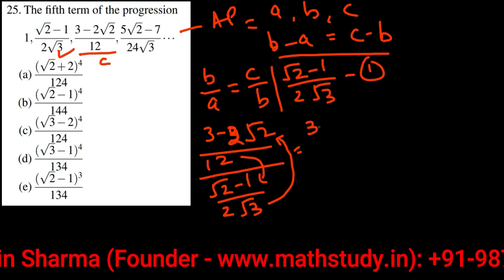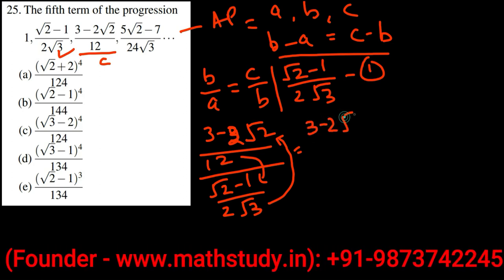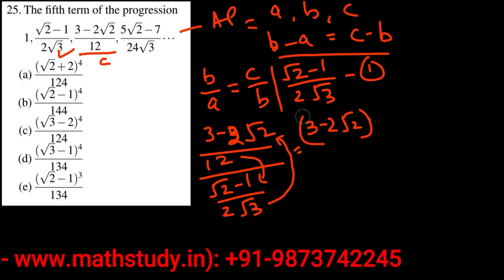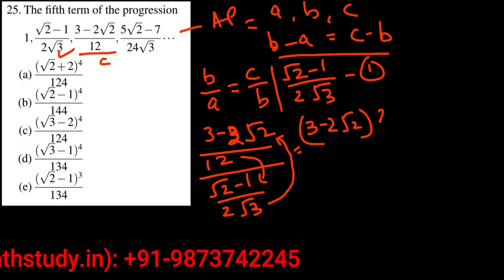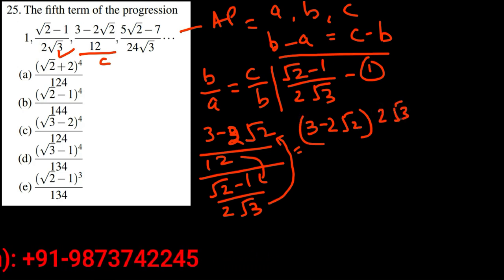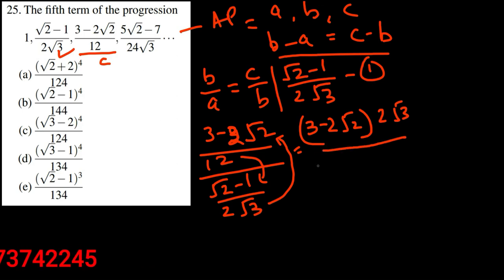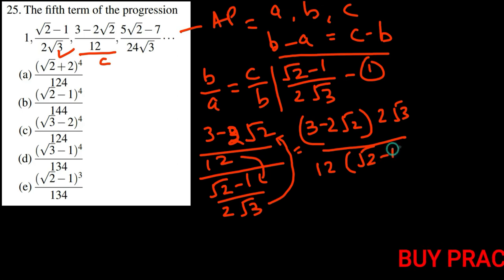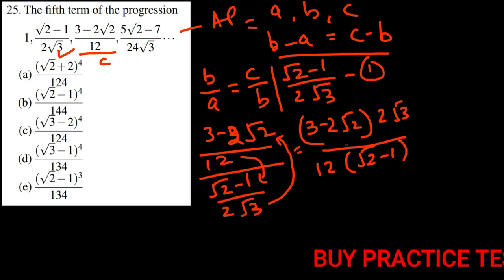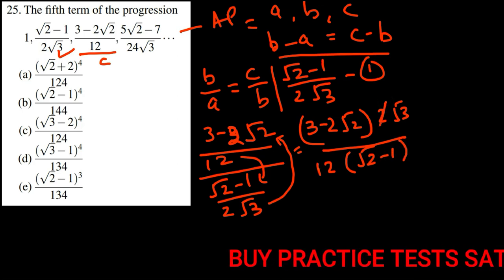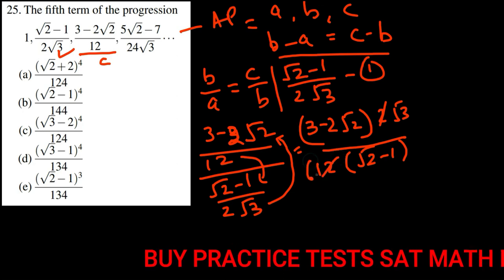Our term will become 3 minus 2 root 2 into 2 root 3 upon 12 into root 2 minus 1. Very simple, right? So our term has become like this. Now this 2 got cancelled with this 12. Here we will get 6, obviously, right?